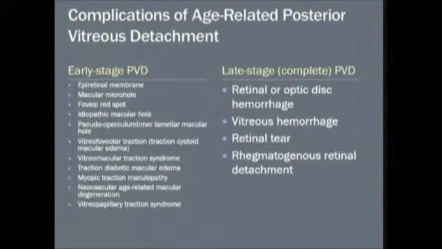So if we have early stage PVD, it can cause many diseases like epiretinal membranes and macular holes. It can lead to foveal traction and vitreomacular traction syndromes. A lot of varieties of diseases can happen in the early stage of PVD. In a later stage, when it's complete PVD, it can lead to either retinal or optic disc hemorrhage. It can lead to retinal tear and retinal detachment.